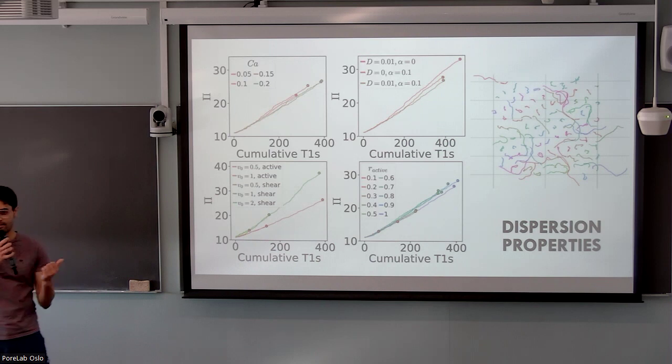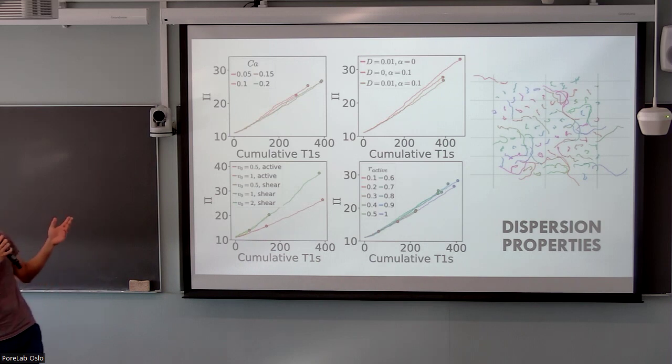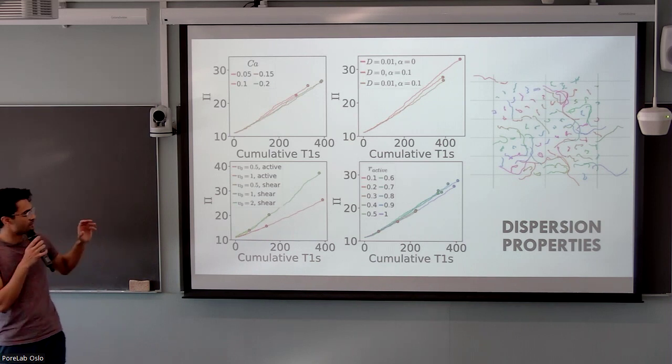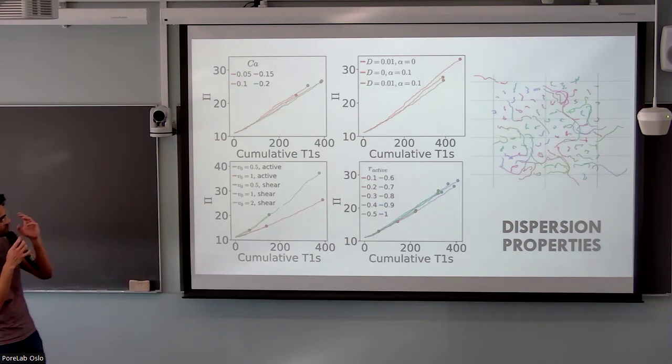So it doesn't matter how fast the cells are moving, whether they're soft or stiff, how they're moving, whether diffusing, or how many cells are moving. This relation is kind of universal. It only changes when we completely change the way cells move.